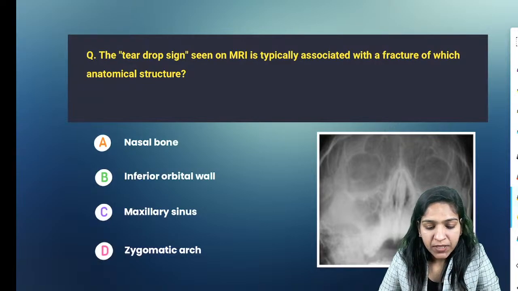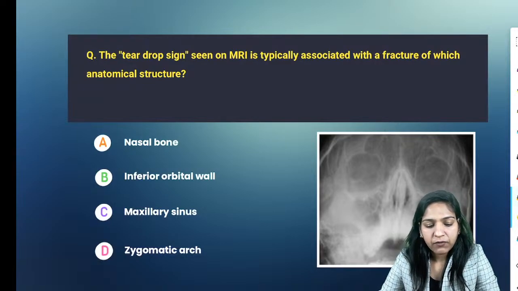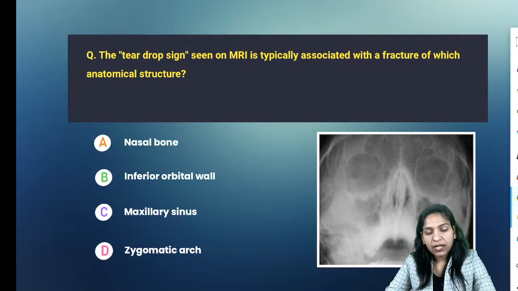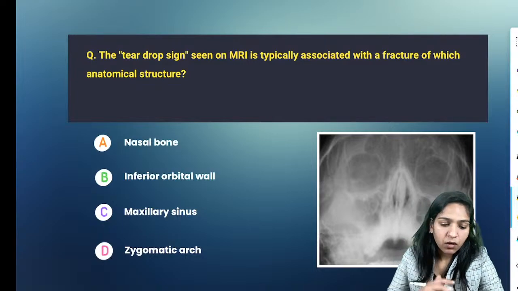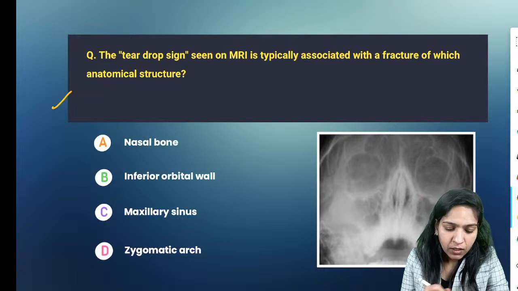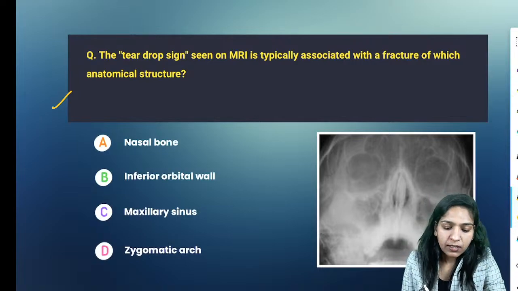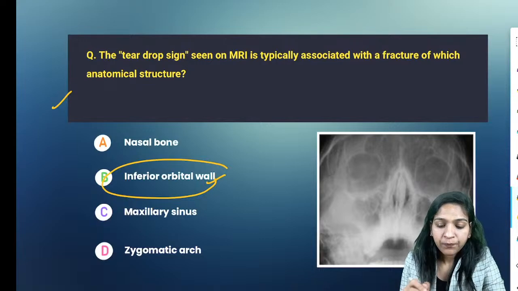Now, a teardrop sign seen on MRI is typically associated with fracture of which anatomical structure? This also I have demonstrated very well in my videos on oculoplasty on orbit, right? So the options were nasal bone, inferior orbital wall, maxillary sinus, and zygomatic arch. The correct answer is inferior orbital wall, right?